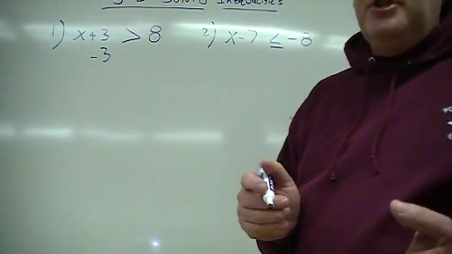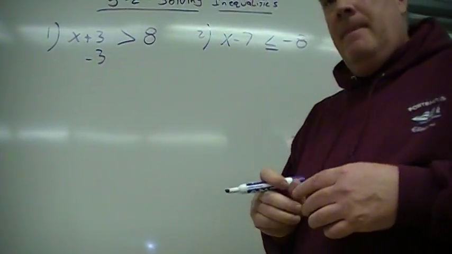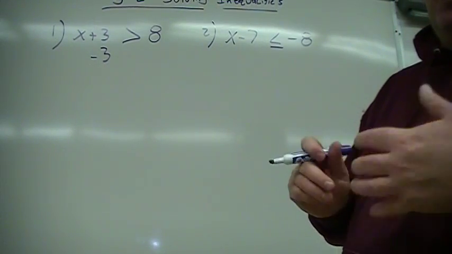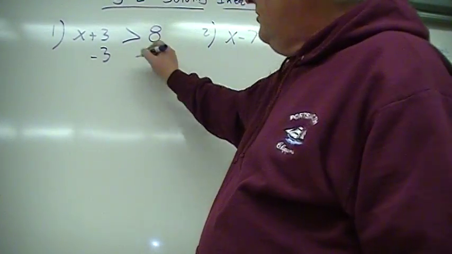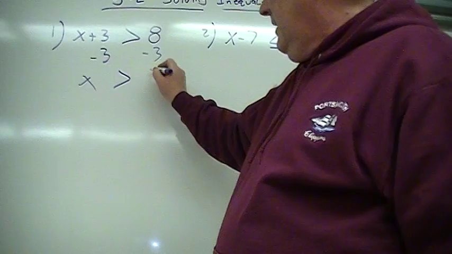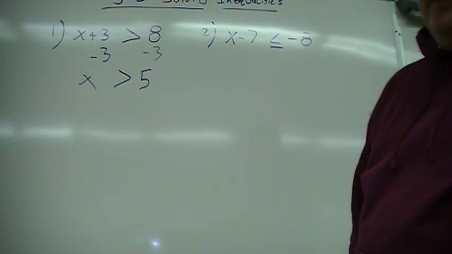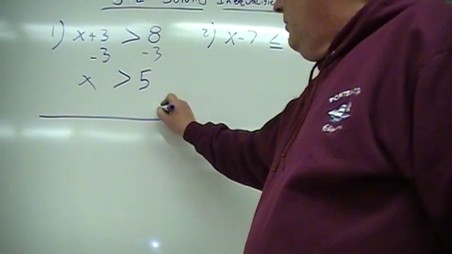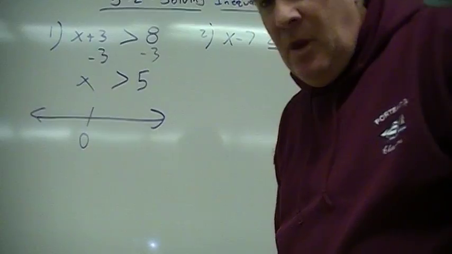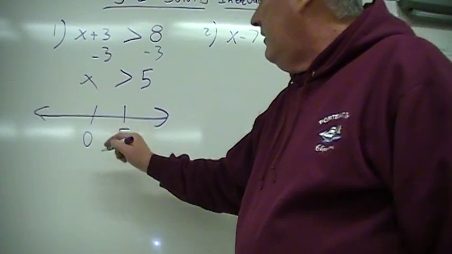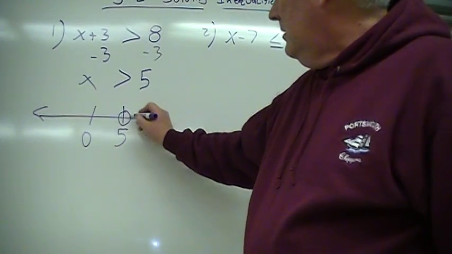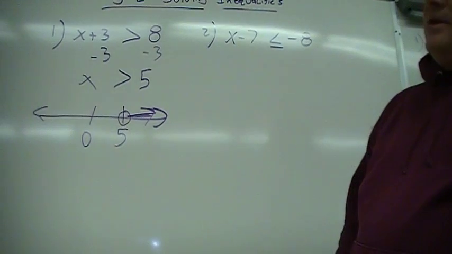So, solve it just like a regular equation. And for right now on these, everything stays the same. Nothing changes. Minus 3 because we're balancing. X is left greater than 5. So now we've solved it. We want to graph it too, so we're going to get a little bit more practice graphing on this. Put our 5. X is greater than 5. Remember, open circle and everything that way.